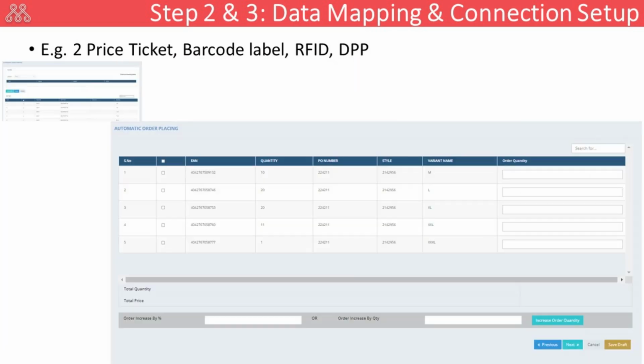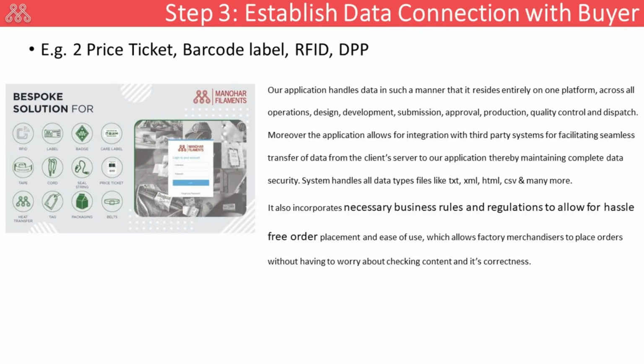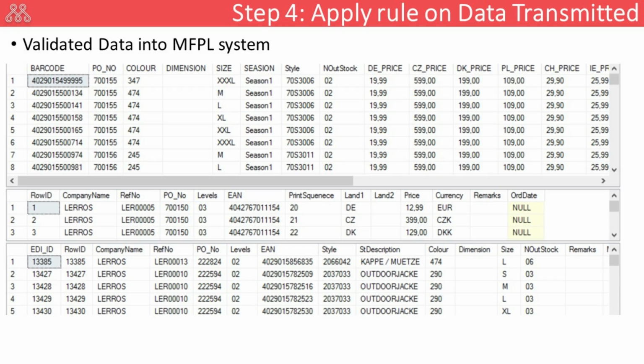Once everything is ready, we decide on the medium of transmission through which data will be received at Manohar Filaments. Our system is capable of handling all common data types such as .txt, .xml, .csv, .html, etc. Once the connection is established, we save the transmitted data in our system using predefined rules. Any remaining rules, if needed, can be applied easily during the order placement process.